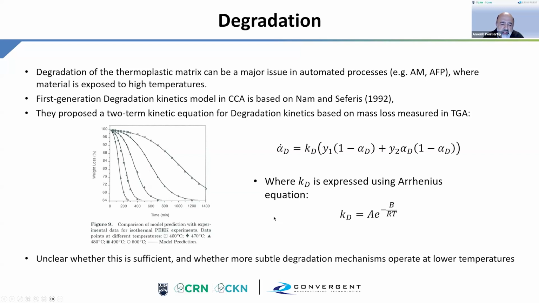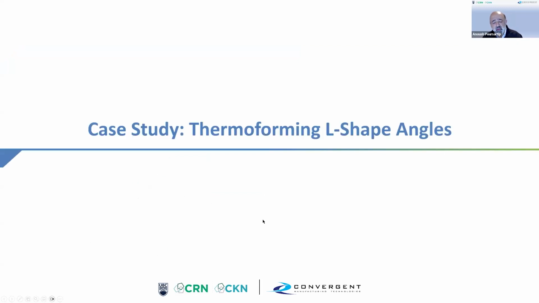acceptable temperature. I'm not sure that this is sufficient, and whether there are more subtle degradation mechanisms operating at lower temperatures. Maybe cross-linking, maybe some subtle chain scission. I think more research is needed. But again, the framework we use allows you to just add more models to the library for any physics that you're interested in. So let's jump in and look at a couple of examples of problems of interest, and let's try to understand them using these models.